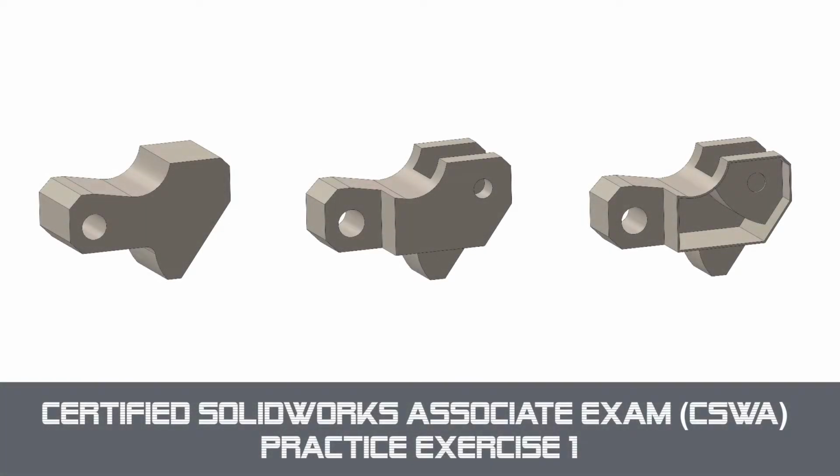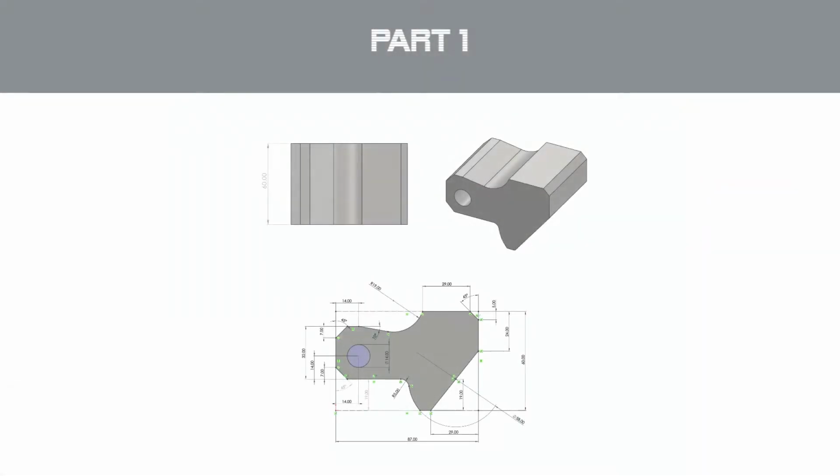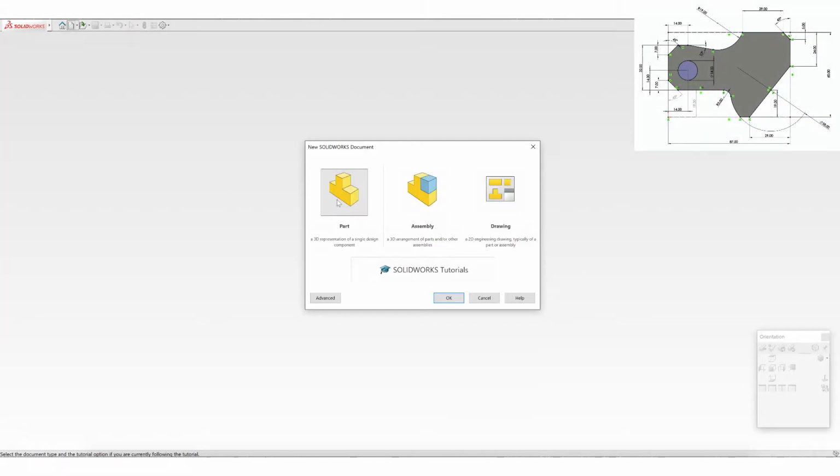This tutorial will explain how to 3D model this part to help prepare you for the Certified SolidWorks Associate Exam. This video is separated into 3 parts. Dimensions and relations have been changed from the original practice CSWA exam. Part 1. To create this 3D model, I'm going to select a part file and then select OK.